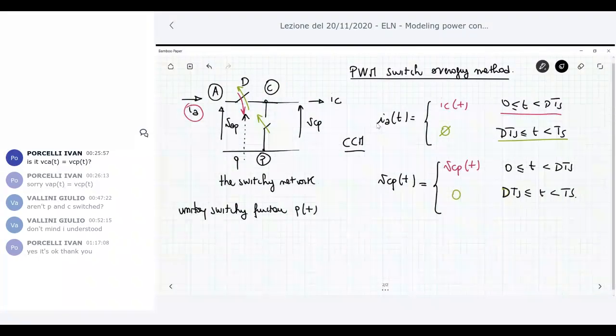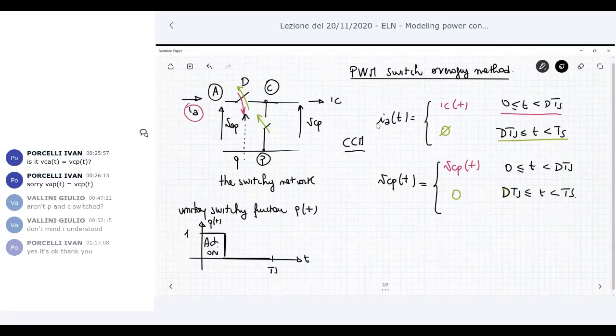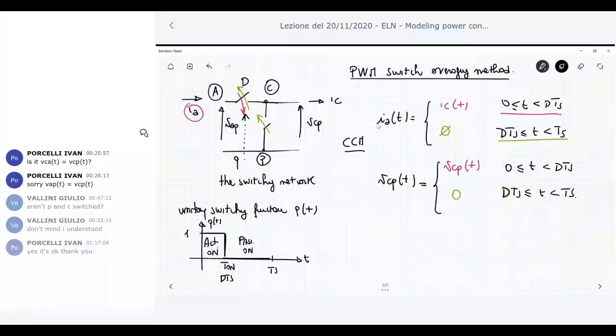Q as a function of t. For example, let's say something like that. We have Ts, and then we have a time interval like this, in which the Q function is 1, so it means that the active switch is on, and then the passive switch is on. Okay? So we can express the results that I gave you here for the current and the voltage as a function of this switching function.